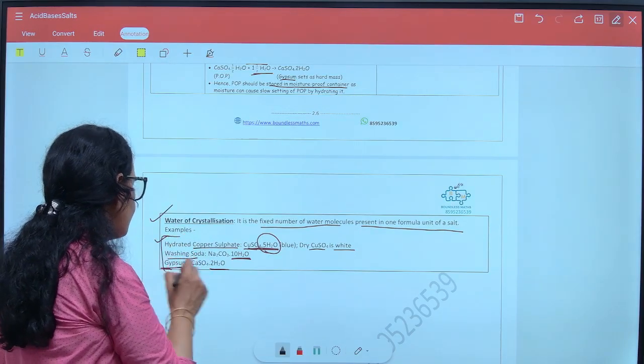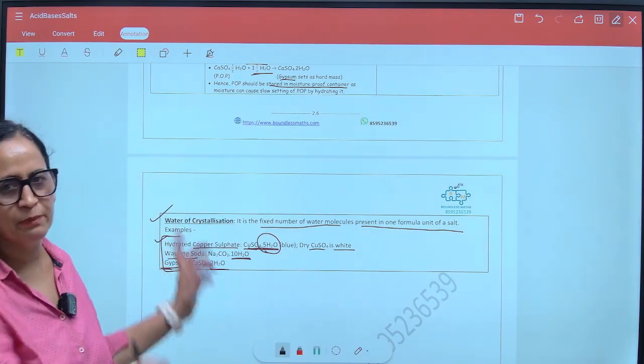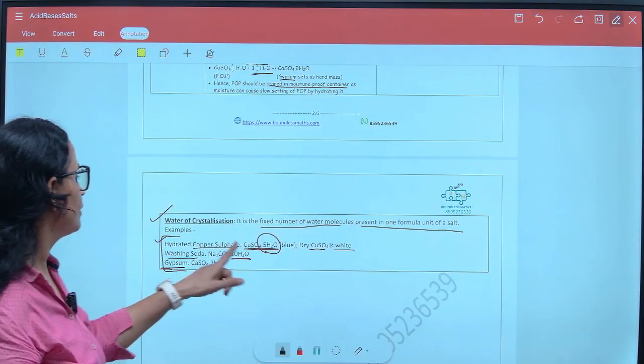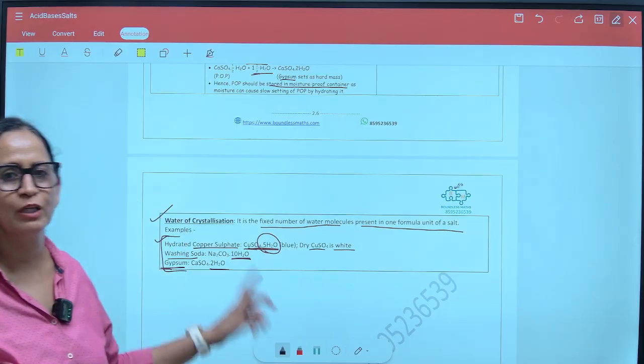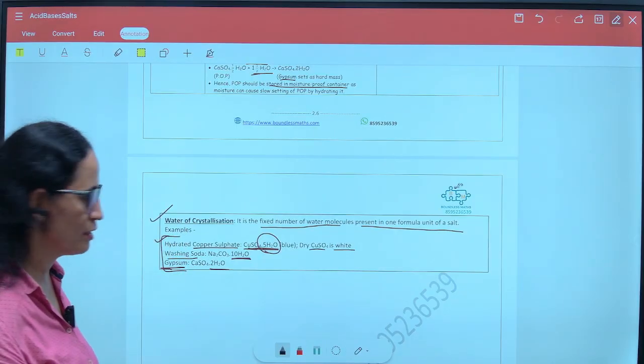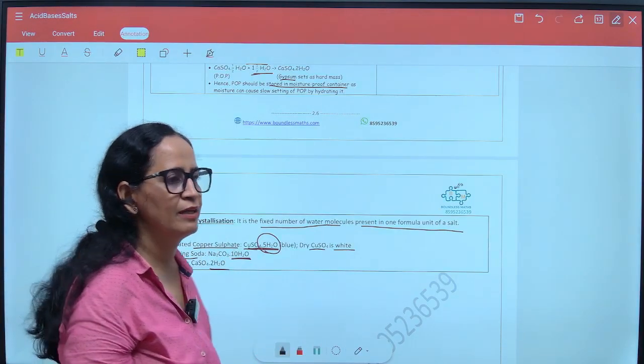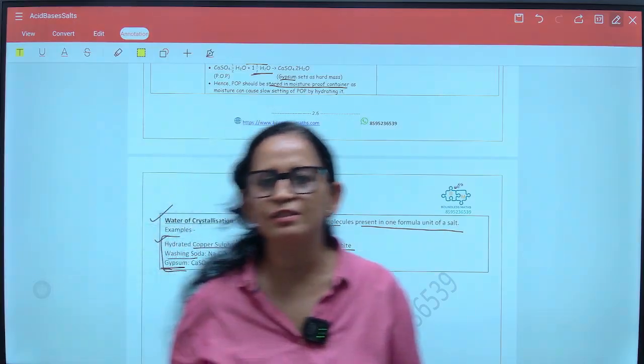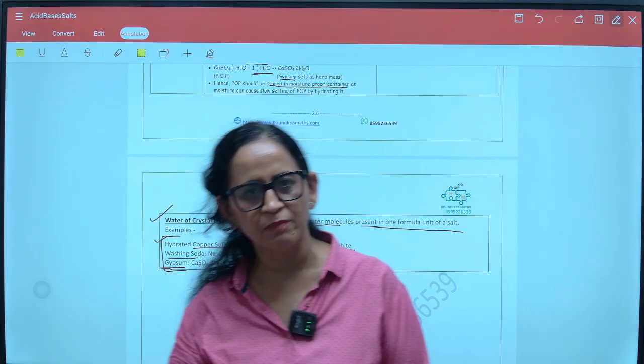All the 3 examples given here are very important, especially CuSO4. It has 5 molecules of water as the water of crystallization. So all this can be there in the form of assertion, reason or MCQ. So you should know all these minor details.